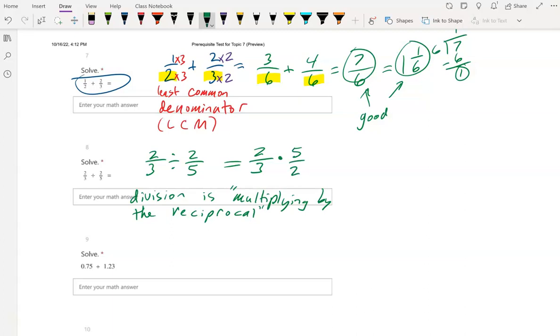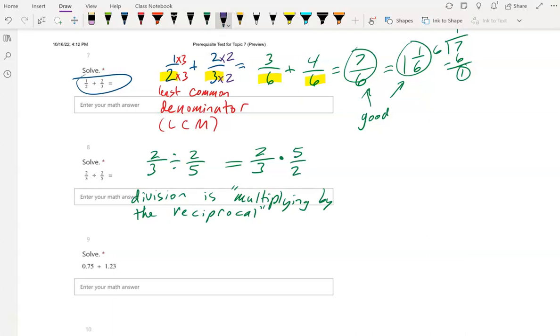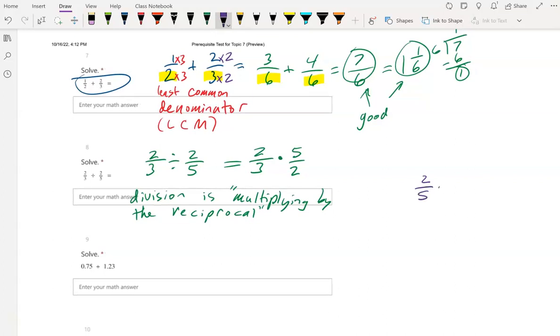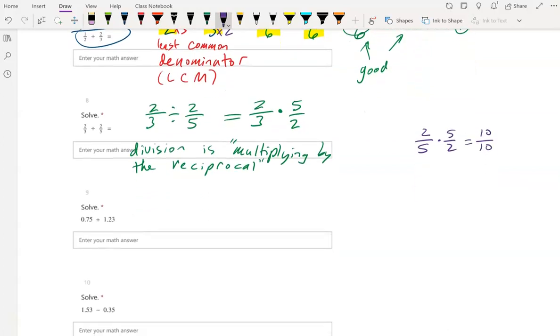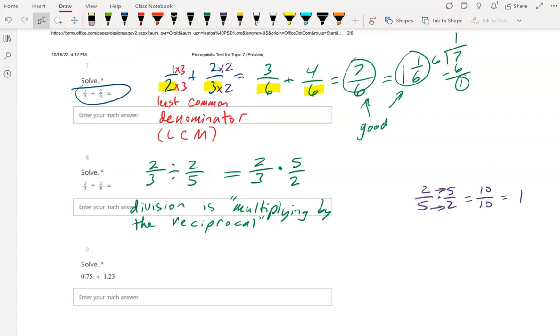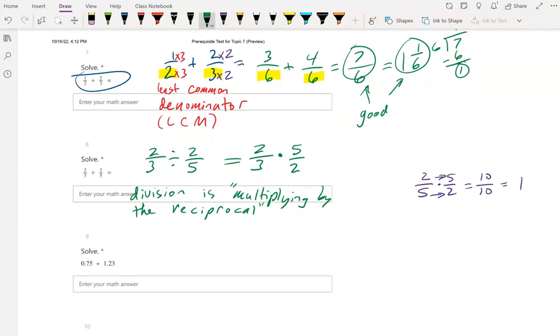Now, the reason that it's called the reciprocal is because if you take 2/5 and you multiply it by 5 over 2, you get 10 over 10 when you multiply straight across. And 10 over 10 is 1. A number's reciprocal is whatever number you would multiply it by to make 1 for a product. So now we know we are multiplying by the reciprocal. And now we just multiply straight across like we've already learned how to do.